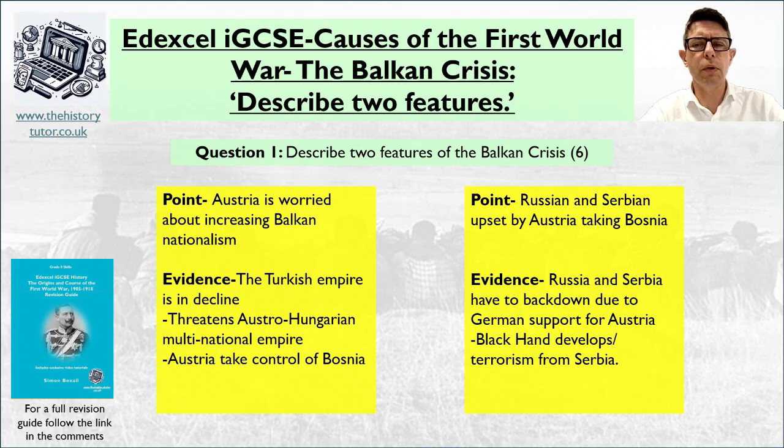Secondly, we might consider what Russia and Serbia think about the Balkan Crisis and how they're upset by the Austro-Hungarian actions. The evidence for this is Russia and Serbia have to back down due to Germany supporting Austria-Hungary in the conference about the crisis. Germany is lucky here. Russia might not back down again. And of course, we've got the Black Hand develops, which starts to lead terrorist actions against Austro-Hungarians.